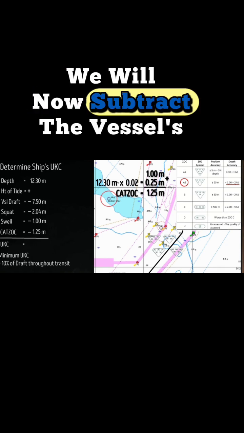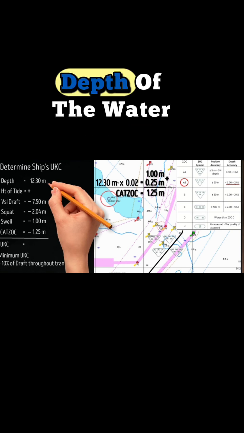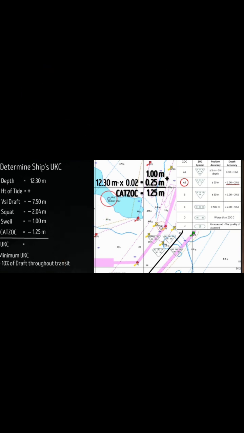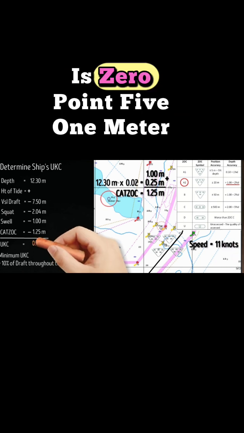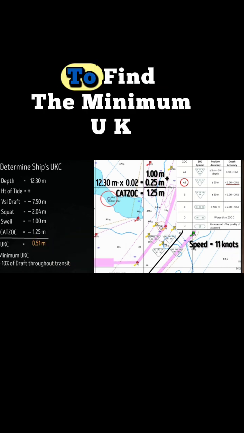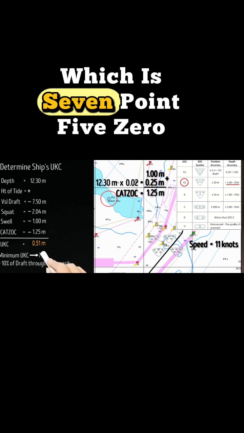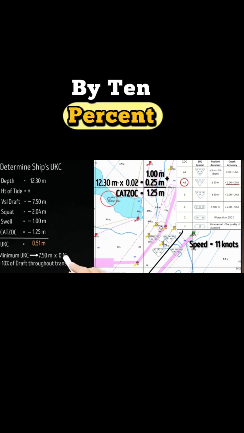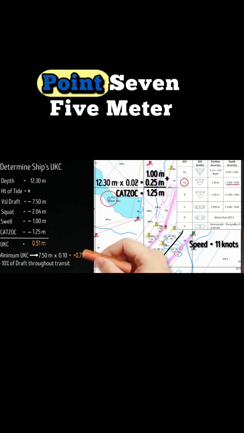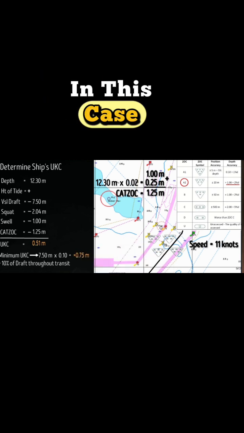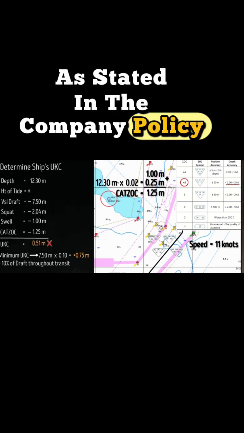We will now subtract the vessel's draft, squat, swell, and zone of confidence from the depth of the water. The ship's UKC when passing 12.3 meters depth at a speed of 11 knots is 0.51 meter. To find the minimum UKC, let us multiply the ship's draft, which is 7.50 meters, by 10%. The minimum UKC should be greater than 0.75 meter. In this case, we did not meet the minimum UKC requirement as stated in the company policy.